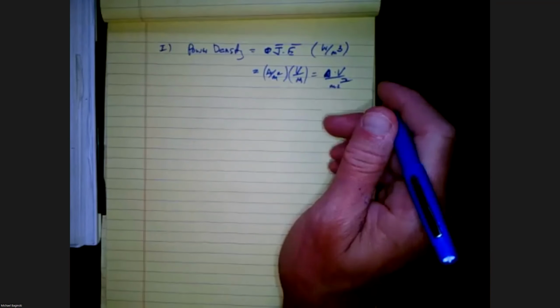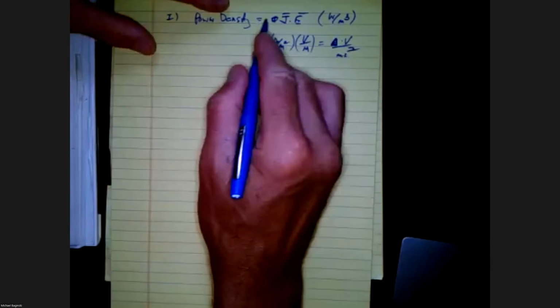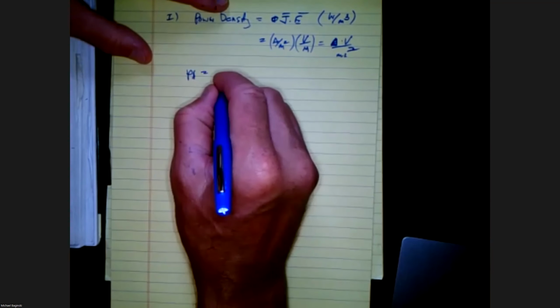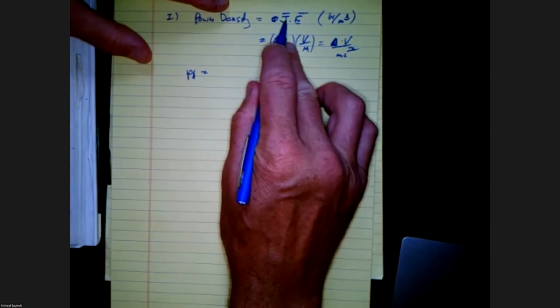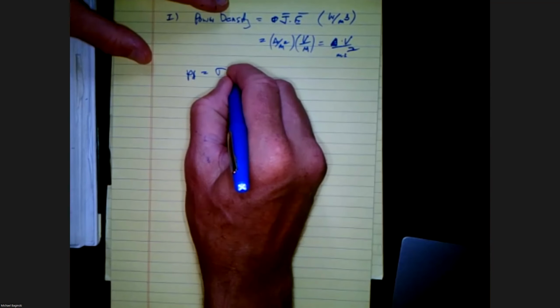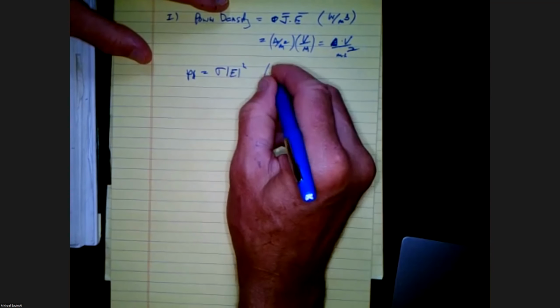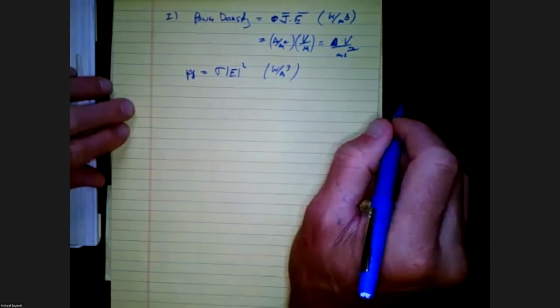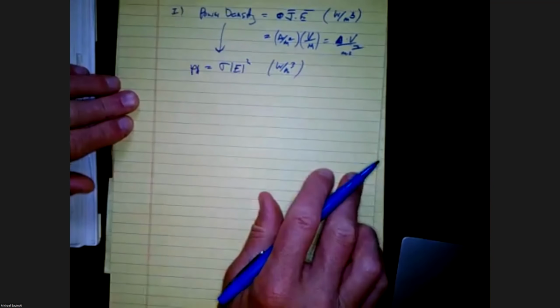Mm-hmm. So here's the way power density is usually written. They call it P, and I'm just going to call it P sub D, power density. Normally they put sigma E for J, and they'll write it as sigma times the magnitude of E squared. That would be in watts per meter cubed. That's power density.